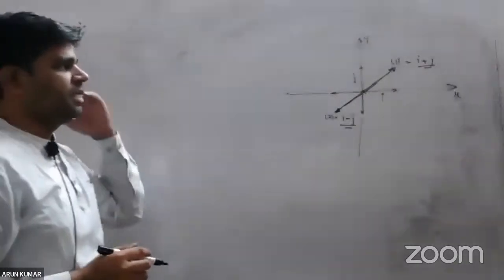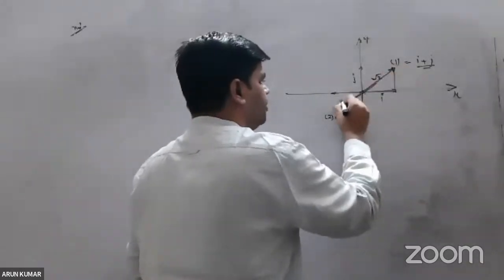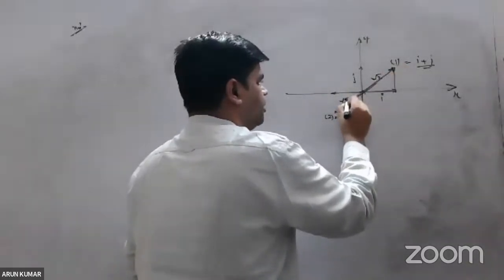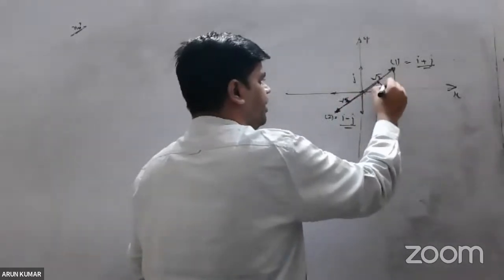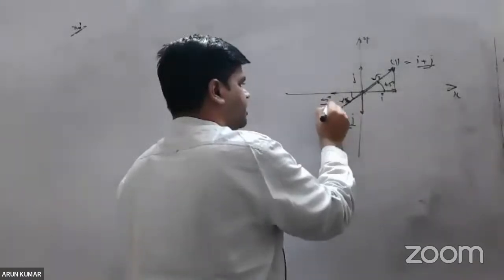So with the Pythagoras theorem itself, we can tell this. If this is 1, this is 1, this is root 2. So magnitude is root 2 in both the cases. But the angle is 45 degrees with x-axis, and 45 degrees with negative x-axis.